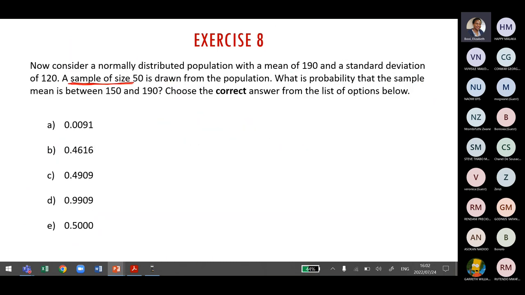Okay, so let's answer this question. We need to find the probability of the mean between 150 and 190, and we need the correct answer. So what are we given? We're given the mean, the standard deviation, the sample size, and our x values. So we need to find the probability that x lies between 150 and 190, and we need to use the sampling distribution formula.